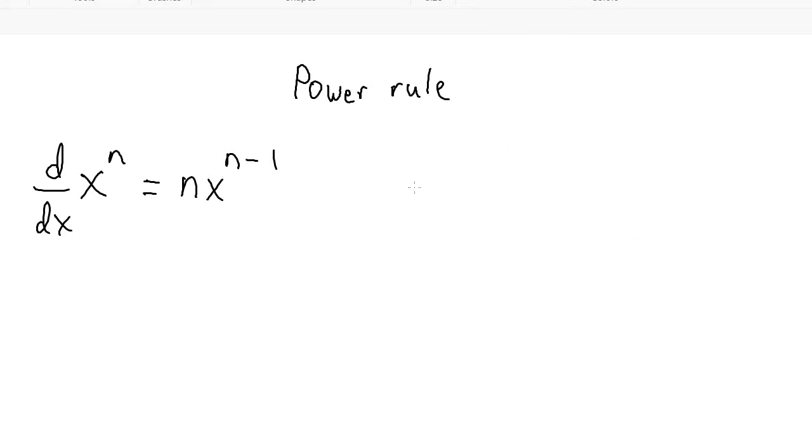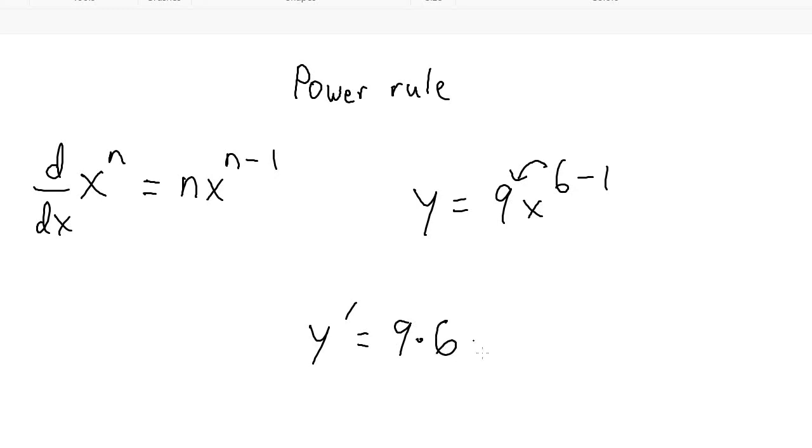Now let's take a look at another problem, y equals 9x to the 6th power. In this case, we use the same power rule where we bring the power down and subtract the power by 1. So y prime, or dy/dx, is equal to 9 times 6, because we brought the power down, times x to the power 6 minus 1. Then 9 times 6 is 54, and 6 minus 1 is 5.